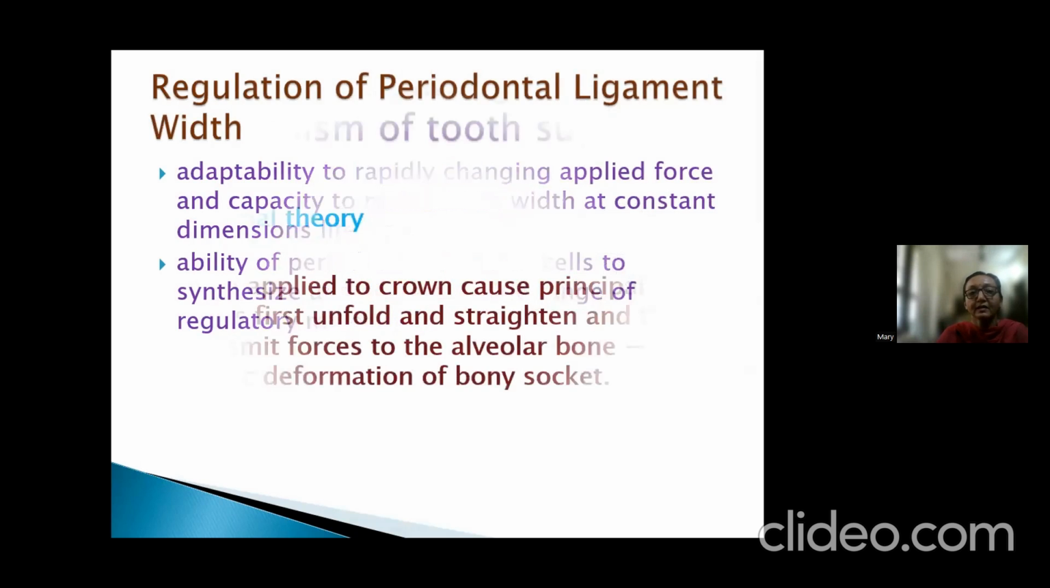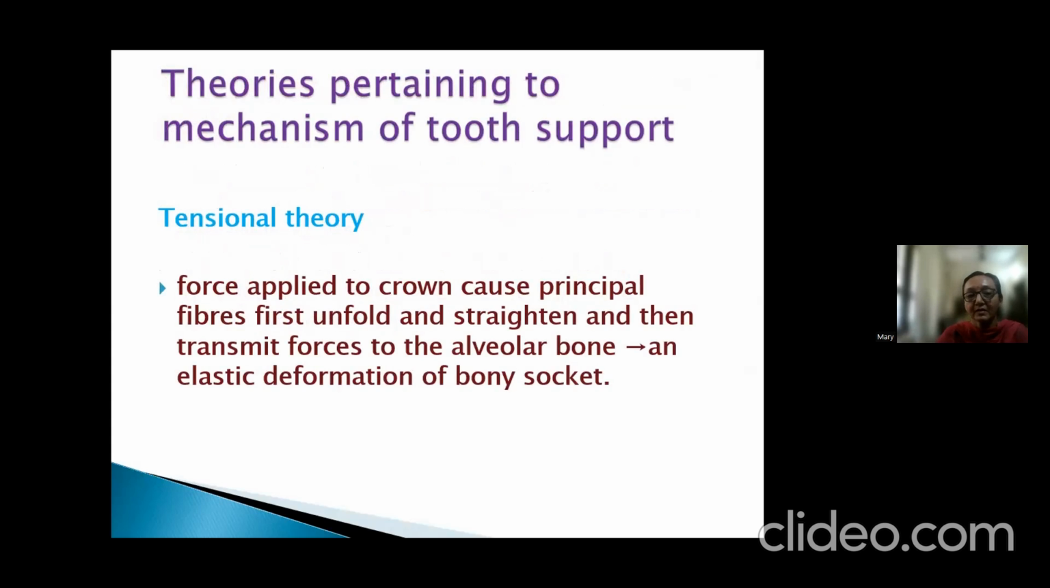So, coming to the first theory, the first theory was the tensional theory. According to the tensional theory, the force applied to the tooth would cause the principal fibers, that is the fibers of the periodontal ligament, to unfold and straighten. That is similar to an elastic band. So when a force is applied, it unfolds and straightens, and this force will be transmitted to the alveolar bone, after which there will be an elastic deformation of the bone. That is, it will return back to its original shape, similar to an elastic band. This was the tensional theory.